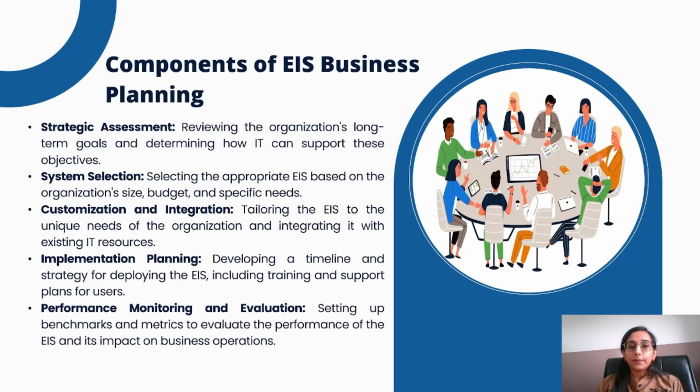Next point is business process analysis. This involves mapping out all key business processes to understand workflow, information flow, and interaction between different departments. The aim is to pinpoint inefficiencies, bottlenecks, or areas where automation could bring significant improvements. The process analysis helps in identifying critical areas that need immediate attention and those that are crucial for achieving strategic business outcomes.